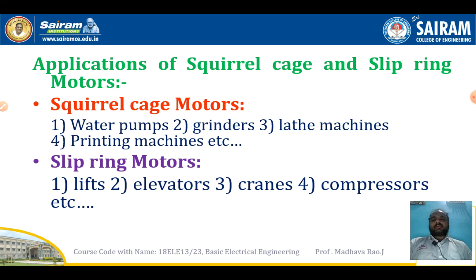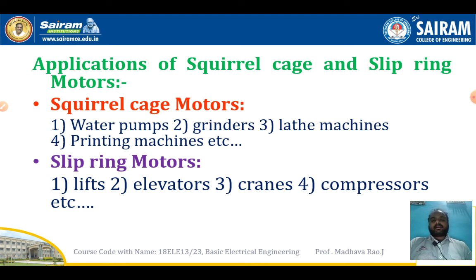Squirrel cage motors are used in water pumps, grinders, lathe machines, printing machines. For this type of motor, there is no need to control the speed. Yes, in squirrel cage induction motors we cannot control the speed. The water pump speed we need not vary every time; grinders, lathe machines and printing machines also need no variation. The squirrel cage induction motor speed we cannot vary, but we can vary it somewhat by applying the load, not much.